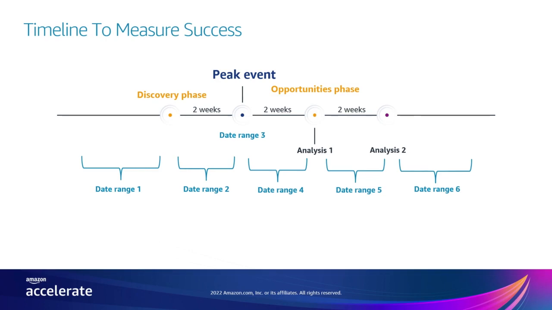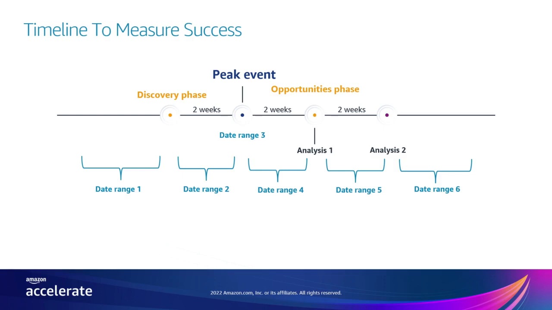Post-peak period, there are 2 recommendations on when to analyze your performance. Once, 2 weeks after the peak event to account for sales attribution during the peak event. And then once again, 4 weeks out to measure the effectiveness of your campaigns.